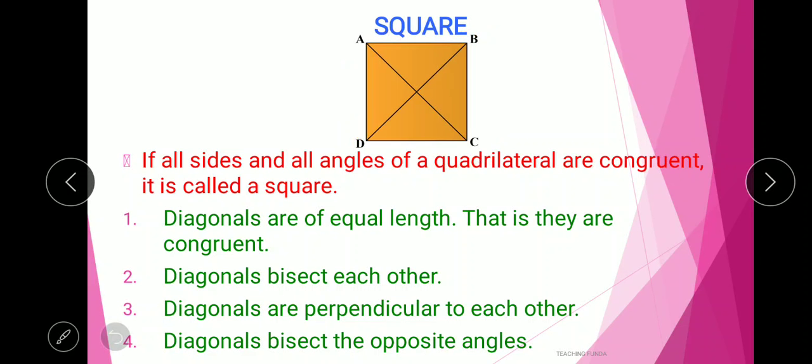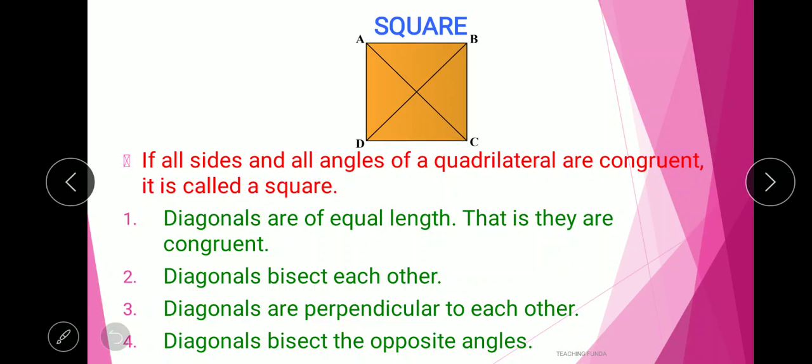Second property, diagonals bisect each other. They get divided into two equal parts. That is what bisection of diagonal means. Now third, diagonals are perpendicular to each other. When perpendicular is formed, a 90-degree angle is always there. We all know this; we have learnt it in 6th and 7th standard. So here diagonals are perpendicular bisectors of each other, means the angle formed between these diagonals is 90 degrees.